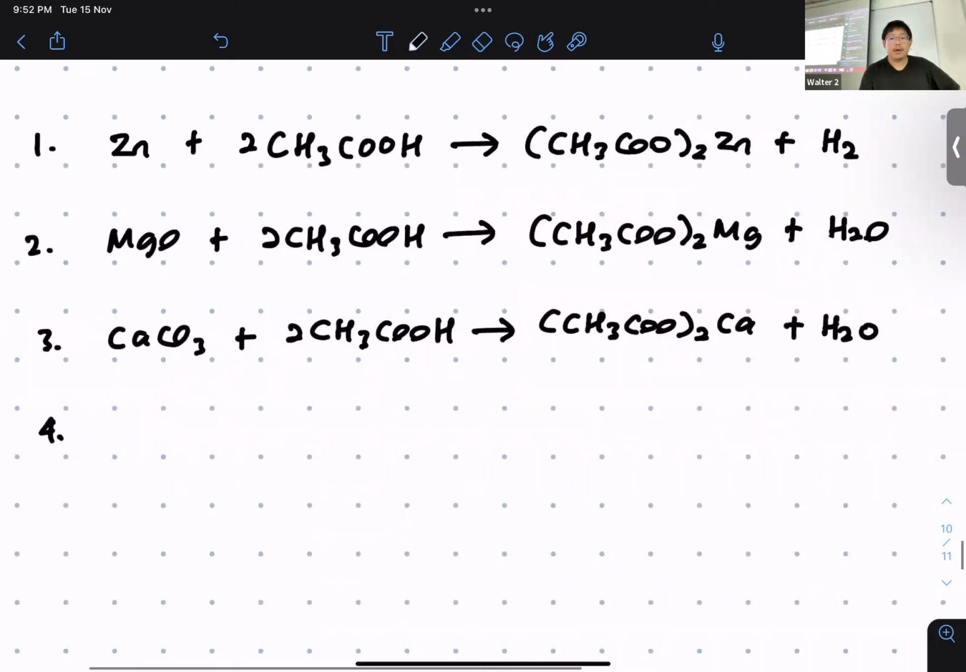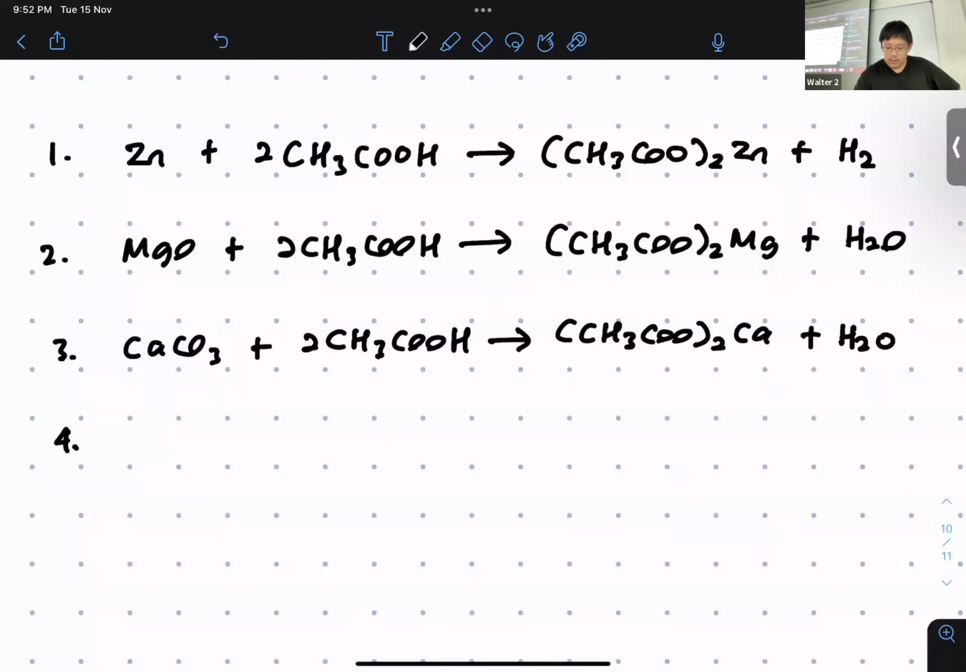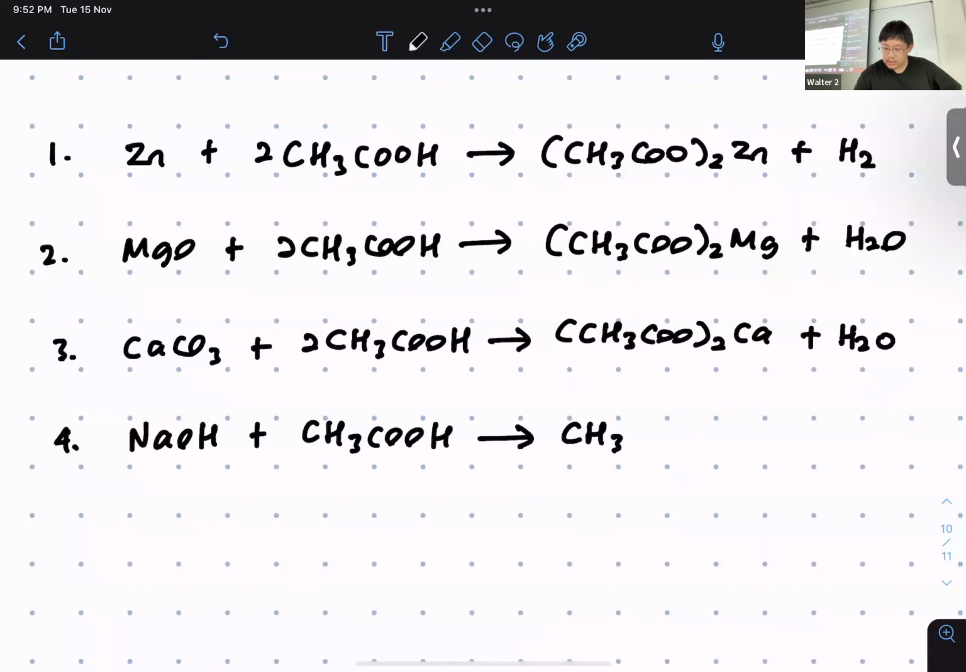And the last one, we'll take a base. So the easiest of all will be sodium hydroxide reacting with ethanoic acid. You'll get a salt called sodium ethanoate plus water.